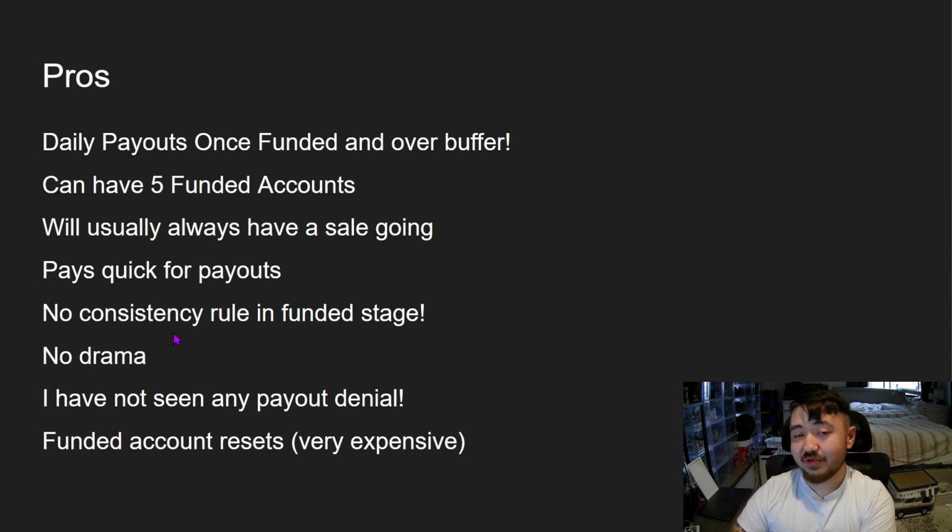No consistency rule in the funded stage. So this is big. Some prop firms have like 20-30% consistency rules. No consistency rule in the funded account.